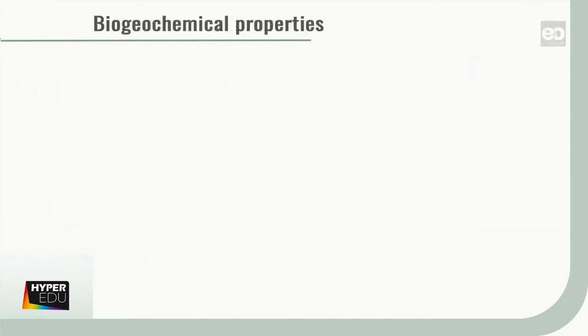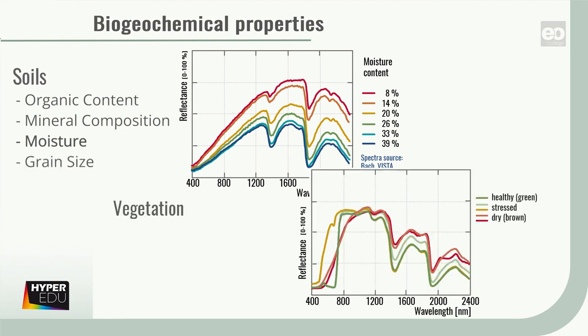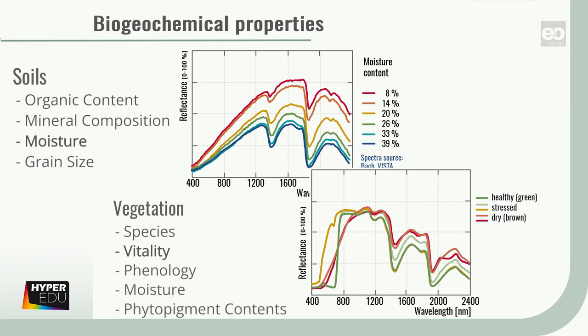Besides these physical influences, the reflective properties of an object are of course also influenced by its chemical characteristics. For example, the reflectance spectra of soils are largely influenced by its organic content and mineral composition, as well as moisture and grain size. Vegetation spectra show effects of species, vitality, or phenology that are linked to moisture and phytopigment contents, and even water is largely influenced by phytopigments. We'll get into the details of that in the next topic.